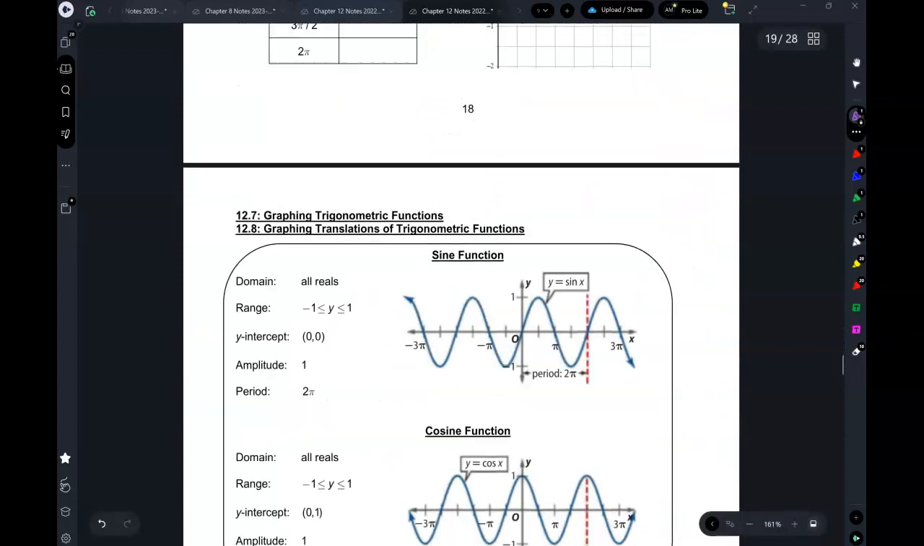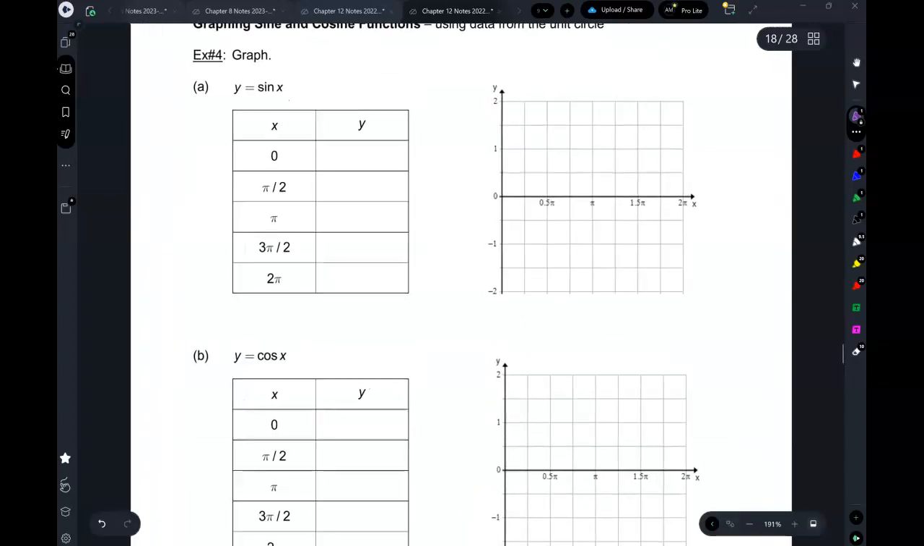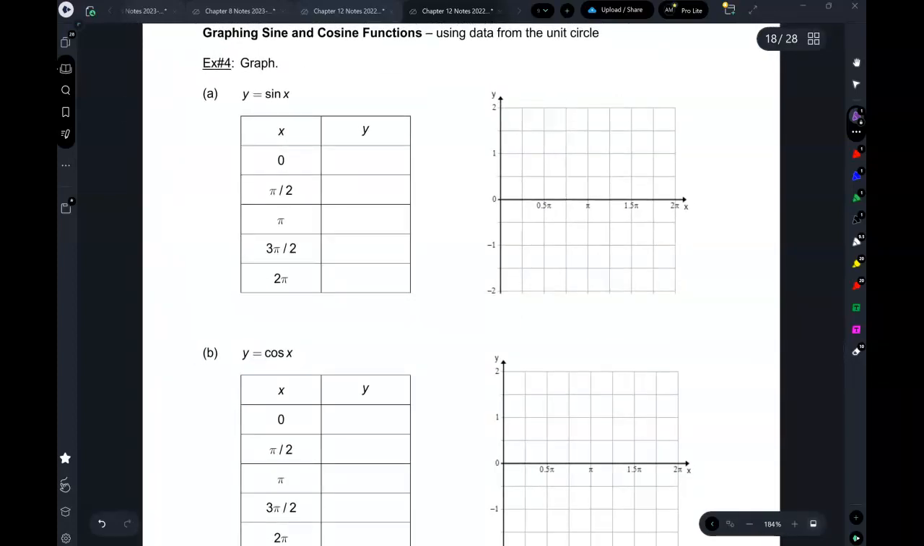Okay. Now, we're going to do this one little thing. We're going to start graphing this. Here, you look at the horizontal axis. It's x. These are your angles. It goes 0, pi over 2, pi, 3 over 2 pi, and 2 pi. The vertical axis is the y value. So we're going to graph sine of x.